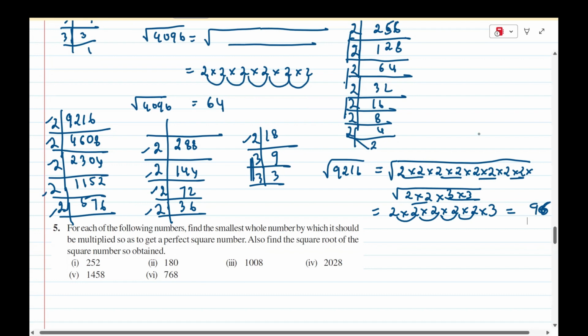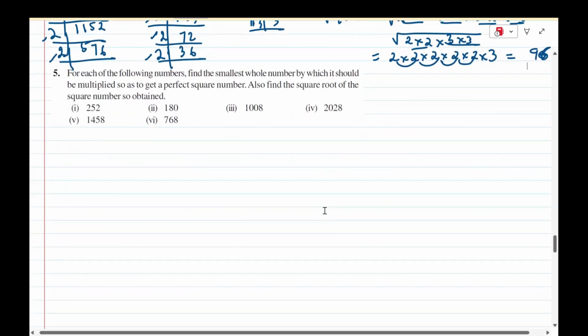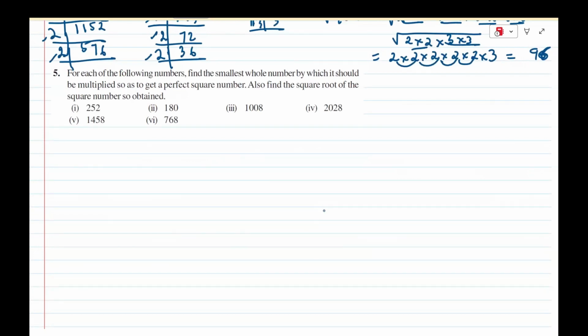Okay, let's move to the next question. For each of the following numbers, find the smallest whole number by which it should be multiplied so as to get a perfect square. Means the given number is not a perfect square, but we have to make it a perfect square by multiplying by some least number. Also find the square root of the number so obtained. So we also need to calculate the square root of whatever number we get after multiplication.